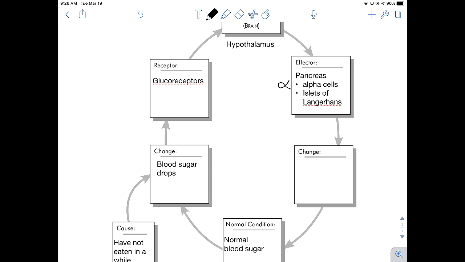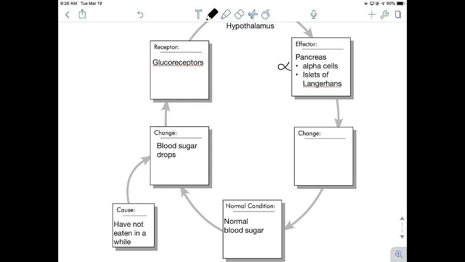That glucagon enters the blood supply, gets pumped over to the liver, and then the liver takes that glucagon in and starts to break down the stored glycogen in those liver cells, and releases back into the blood supply the glucose that it had previously stored.